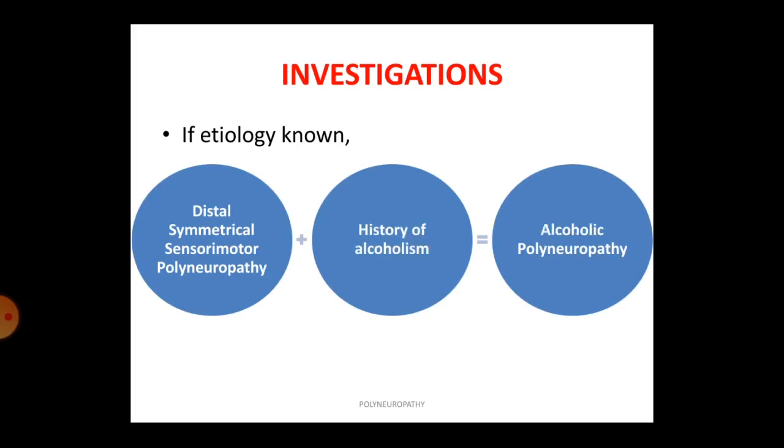If the patient has distal symmetrical sensory polyneuropathy and also gives a history of alcoholism, meaning the patient is consuming alcohol on a daily basis, clear? It is nothing but alcoholic polyneuropathy. You can also call this toxic neuropathy, because you have a toxin, that is alcohol, damaging your nervous system. So it is alcoholic polyneuropathy.